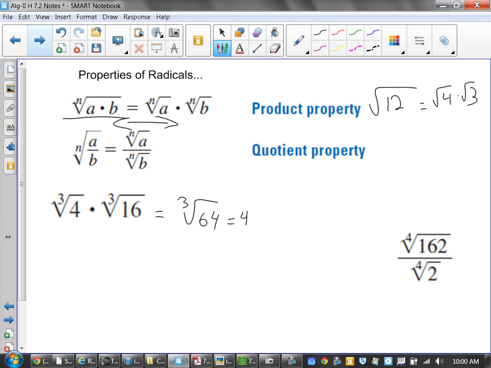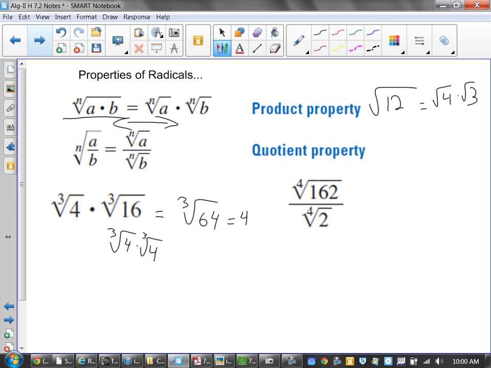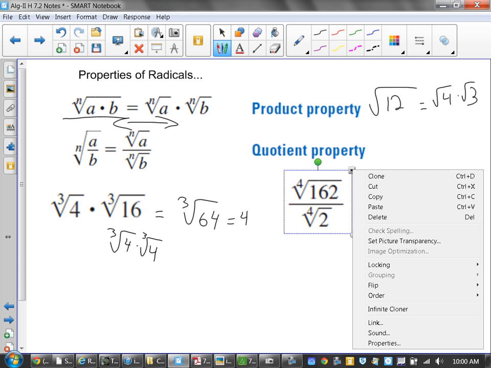Okay? What that's allowing you to be able to do, and you might pick up on that. Notice how this can be rewritten as the cube root of 4 times the cube root of 4. Notice how you have 3 cube roots of 4? So that makes 4. Correct. It's the same process as what you guys did when you worked with radicals, with just square roots.